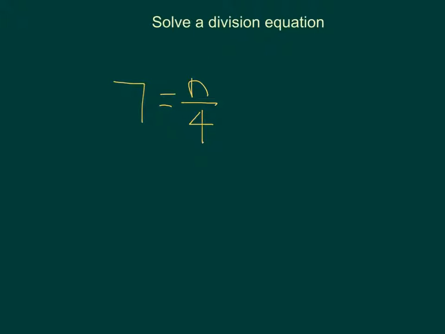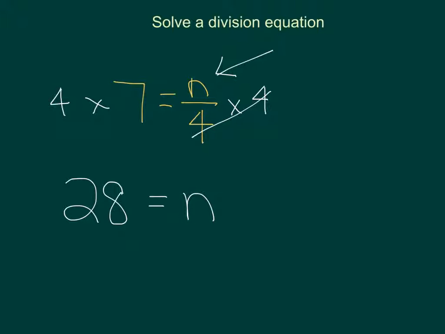So here you see an example of a division equation. So 7 equals n divided by 4. What that means is what divided by 4 gives you 7. Well, when we are solving a division, we multiply by the reciprocal of what we have. So right now we have n over 4. So if we multiply that by the reciprocal, we multiply that by 4. So you multiply the other side by 4. And so these 4's cancel out, and you're left with n equals 28.